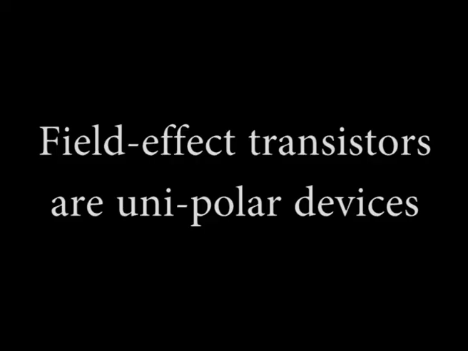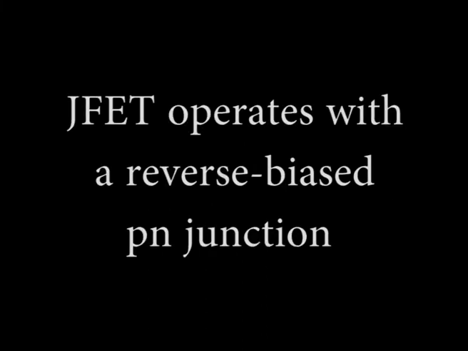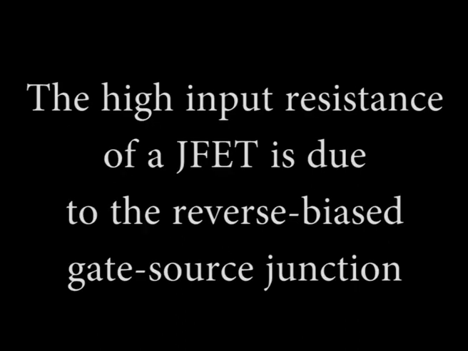So friends, here we come to the end of our discussion and therefore we sum up. Field effect transistors are unipolar devices. The three FET terminals are source, drain and gate. The JFET operates with a reverse biased PN junction. The high input resistance of a JFET is due to the reverse biased gate source junction.